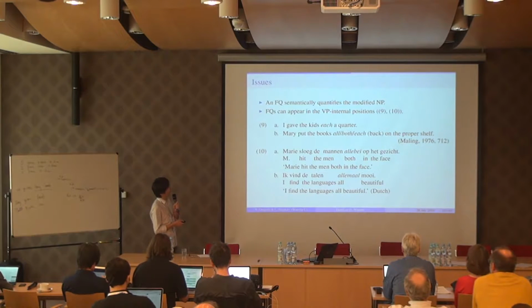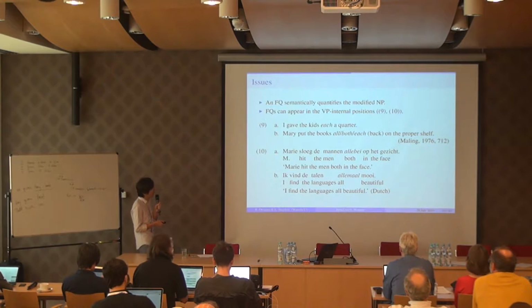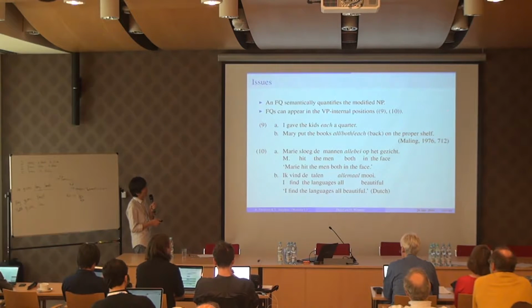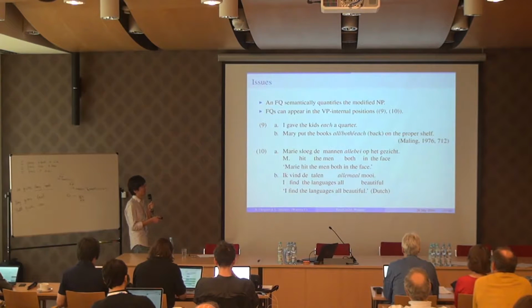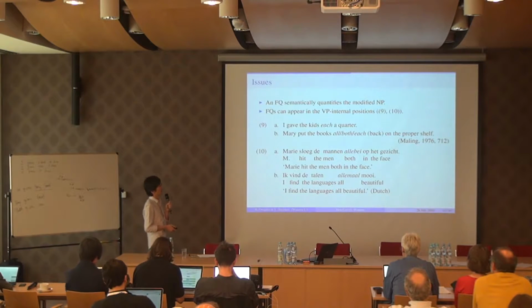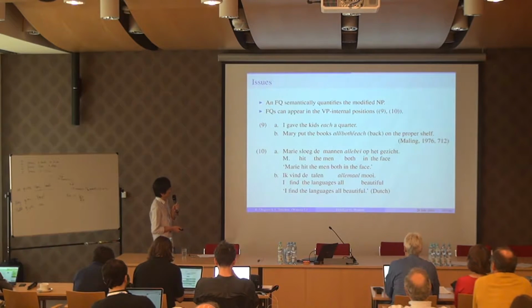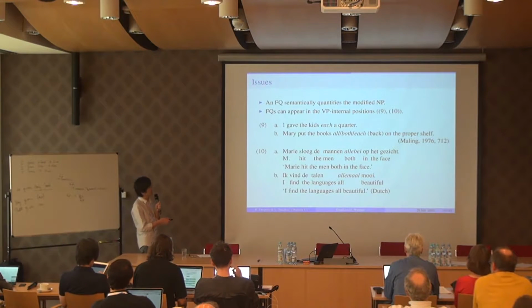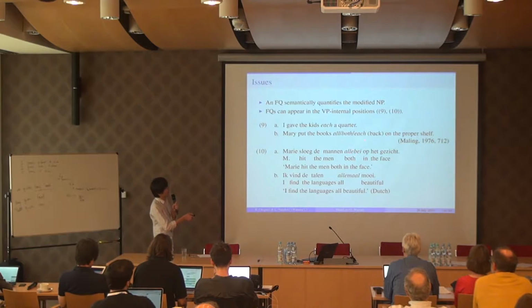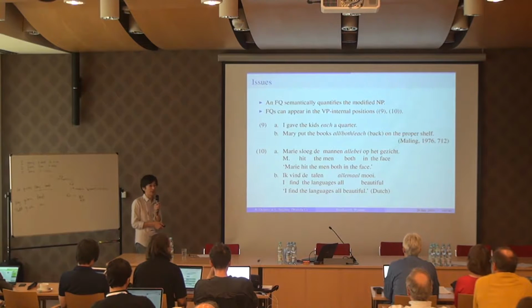And similarly in 9b, that's another ditransitive construction. We get an object, verb, object noun phrase, a book, and an oblique goal or locative argument, on the proper shelf. And then we get a quantifier in between, all the books, which can appear between those two noun phrases or prepositional phrases. And a similar fact can be observed in Dutch. So in 10a, both can appear between the dative object and the prepositional phrase.